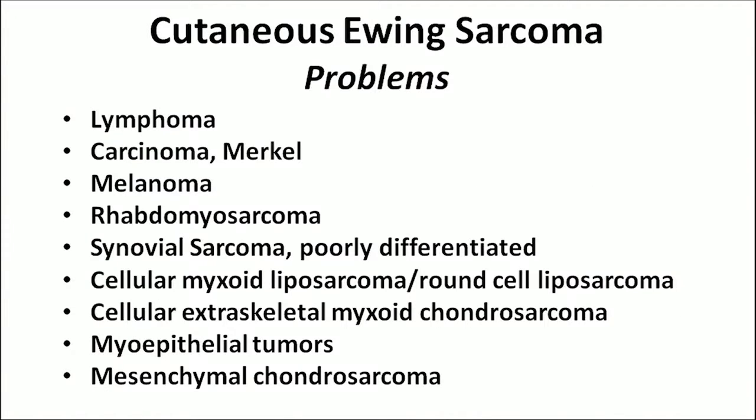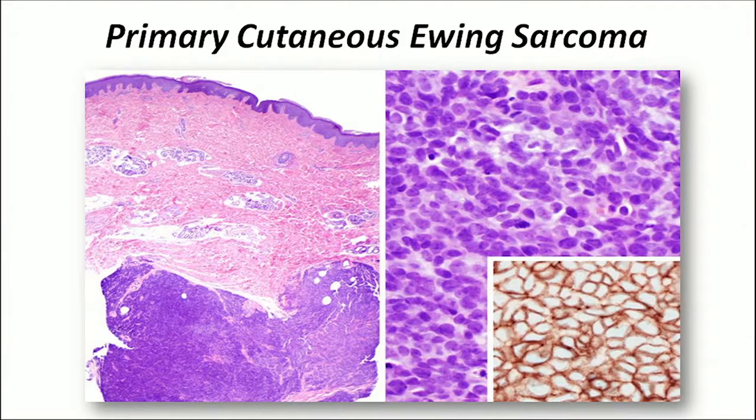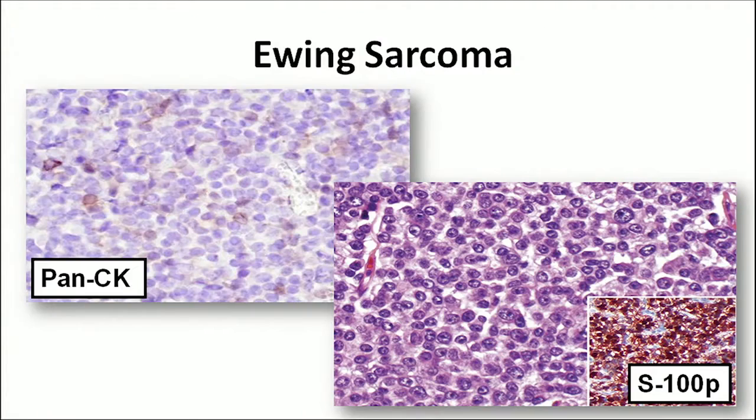So cutaneous Ewing sarcoma, this is an uncommon setting for Ewings. It can be confused with lots of different more common tumors within the skin. But we do see Ewings within the skin. It's less aggressive than the deeper appearing Ewing's tumors. I hope they're not coming for me. So this was an 11-year-old with an ulcerated right foot mass, and they were positive for an EWSR1-FLI1 rearrangement. And just another case here showing the relatively classic Olympic ring type CD99 reactivity.